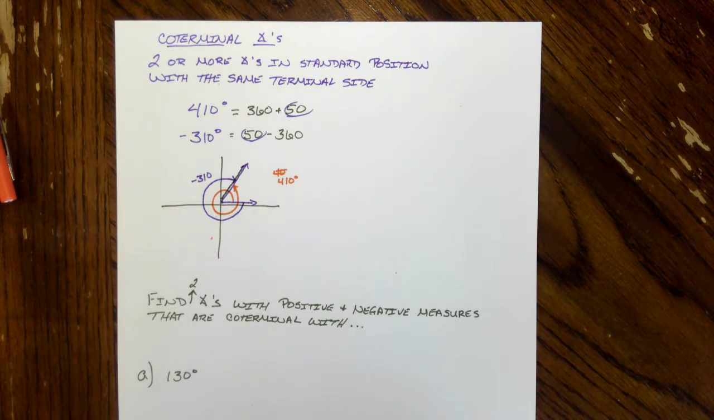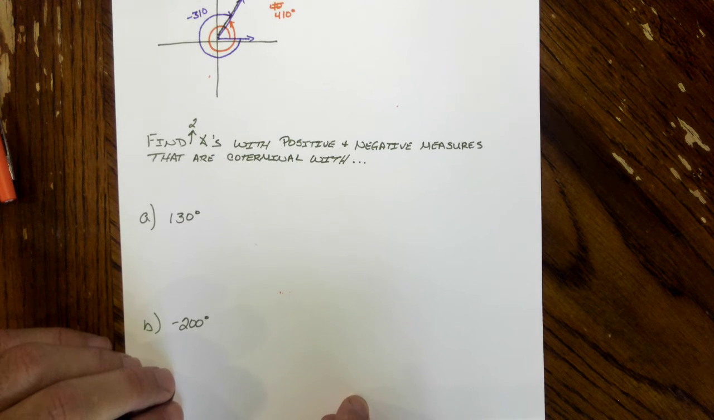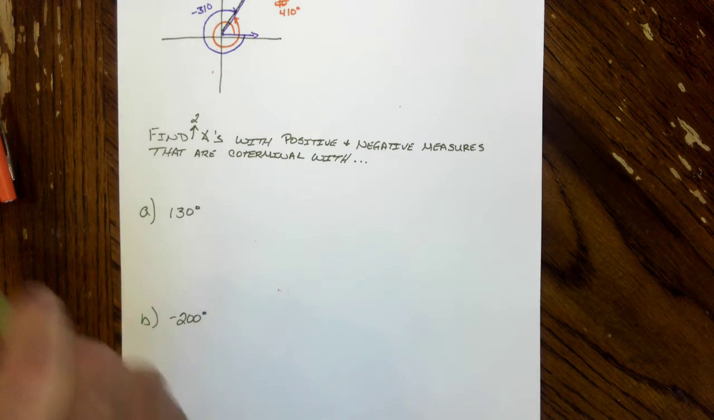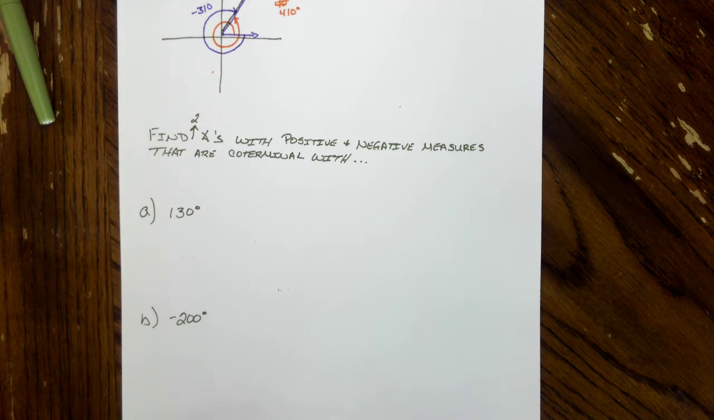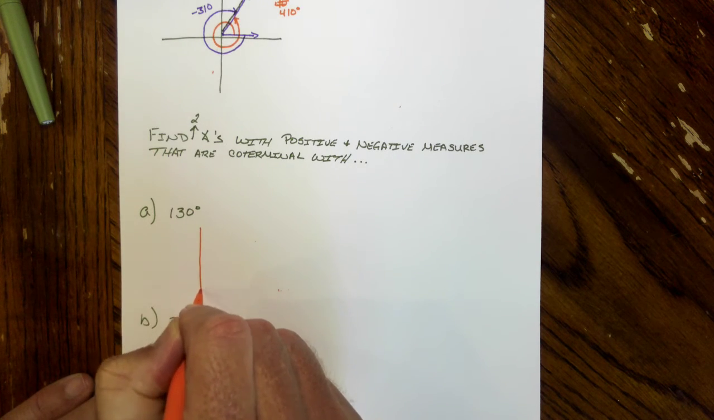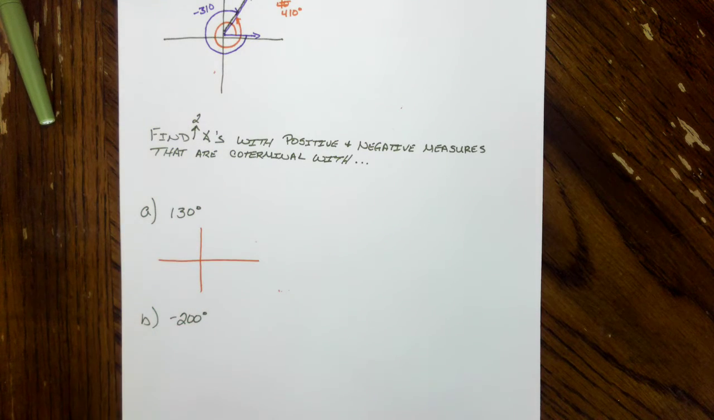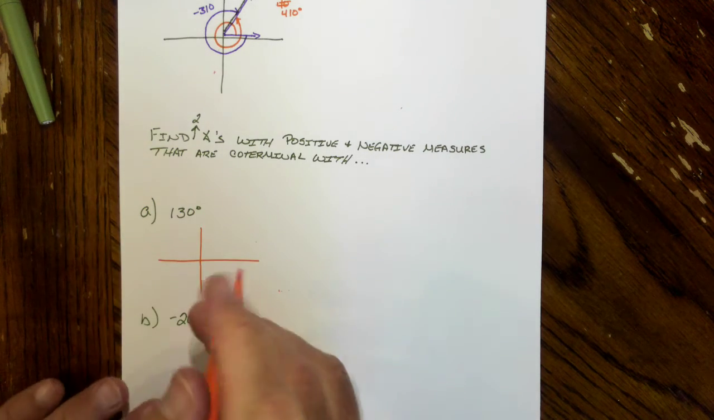So again, you'll be able to conclude a few things here with these. So let's look. We need to find two angles with positive and negative measures that are coterminal with the following. All right. I didn't ask you to draw in this one, although you're more than welcome to, maybe to get a little visual of what you're doing. So let's look at it. Two angles that are positive and negative with that, well, I need a 130 degree angle.